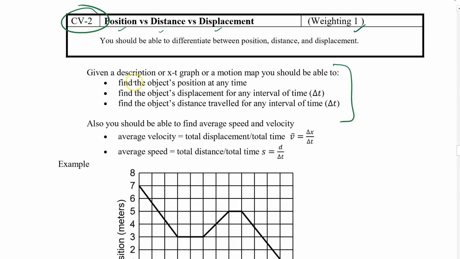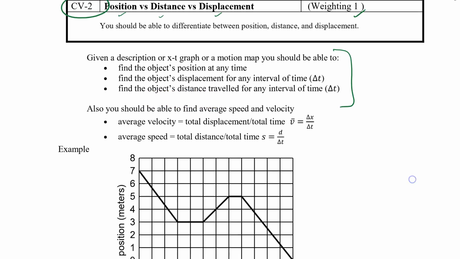Given a description in words, or given a graph, or given a motion map, so given one of those, you should be able to find the object's position, you should be able to figure out the object's displacement, and you should be able to figure out the object's distance traveled. This is also related to average speed and velocity, so I threw this into this outcome as well.